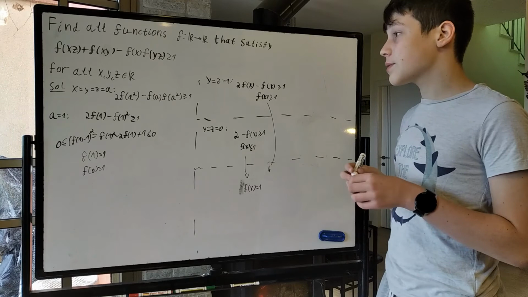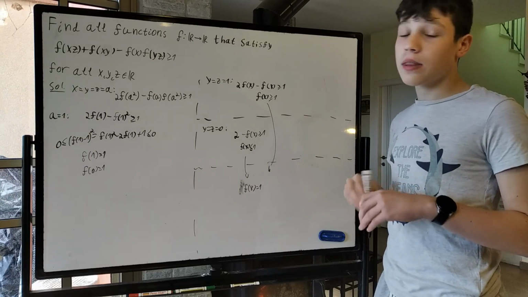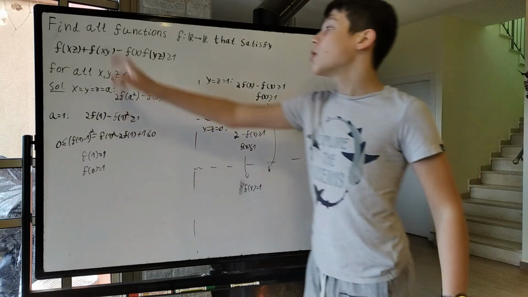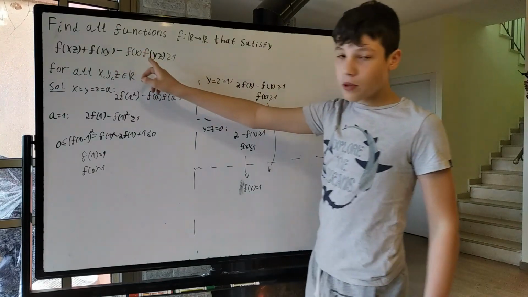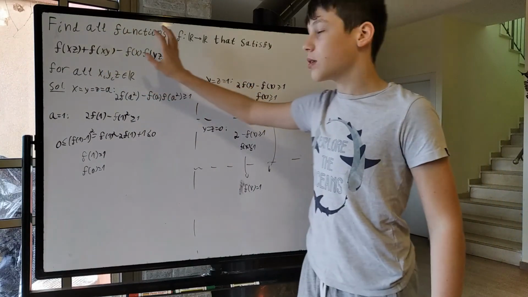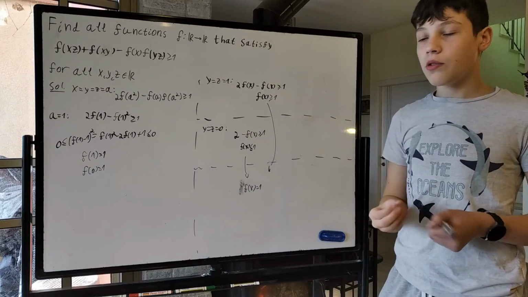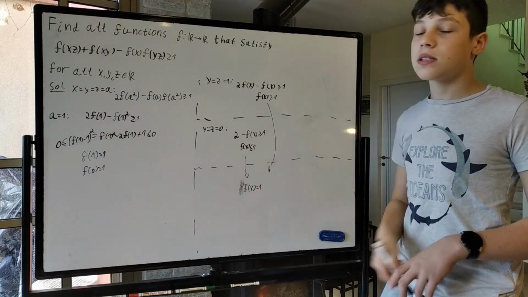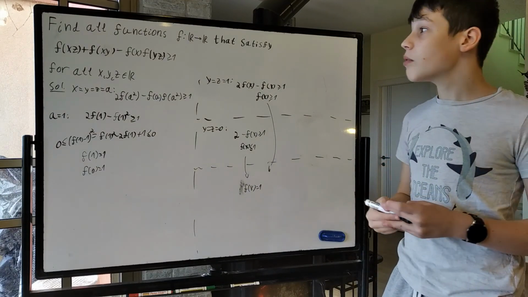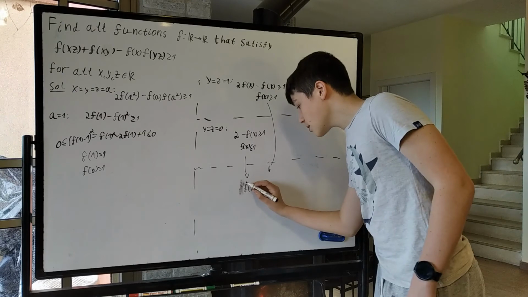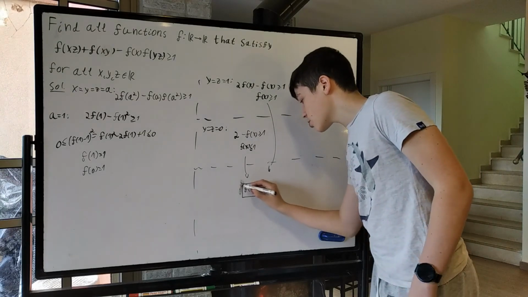And now we got a solution. We just need to check that it works. And of course, 1 plus 1 minus 1 times 1, 2 minus 1. It's 1, bigger than or equal to 1. So f of x is equal to 1 does satisfy our equation, meaning that this is our solution.